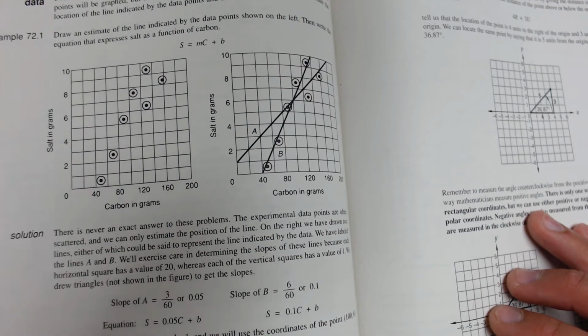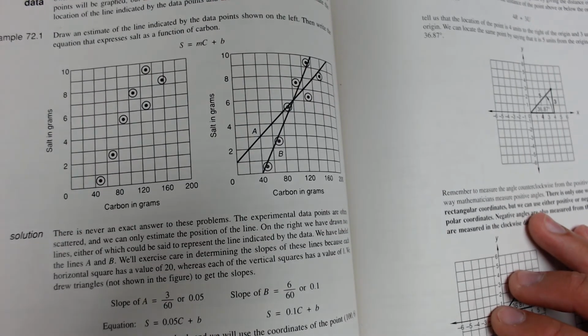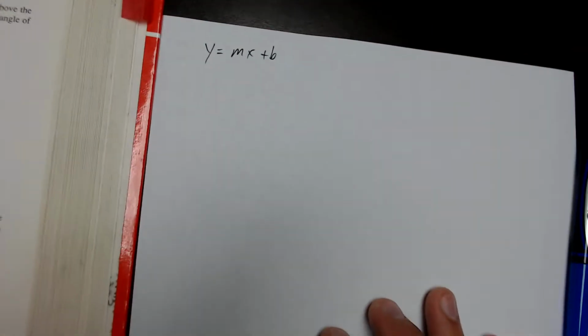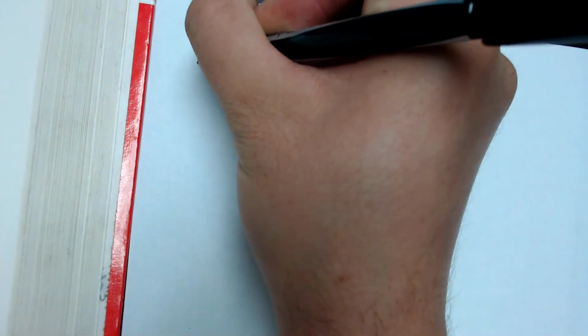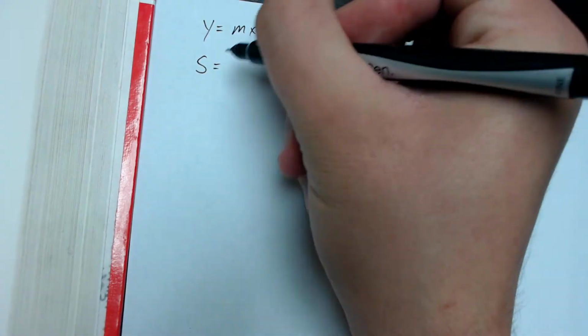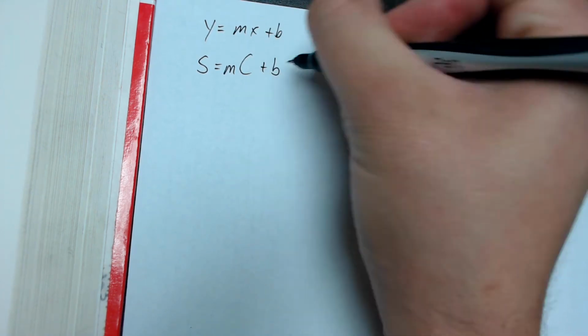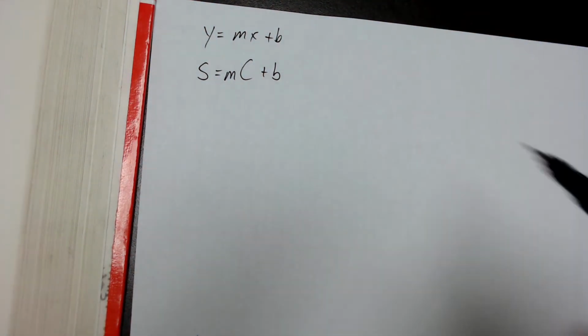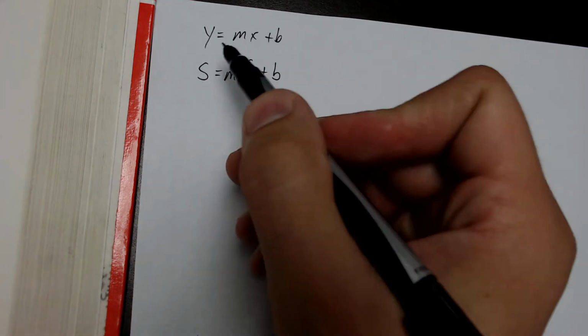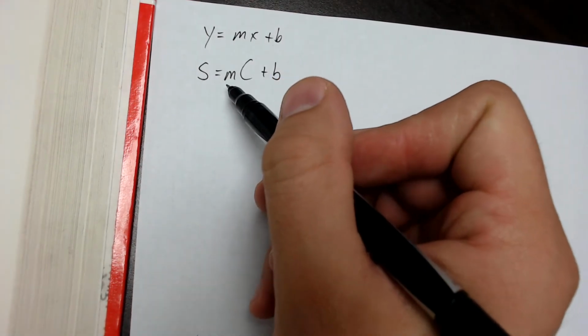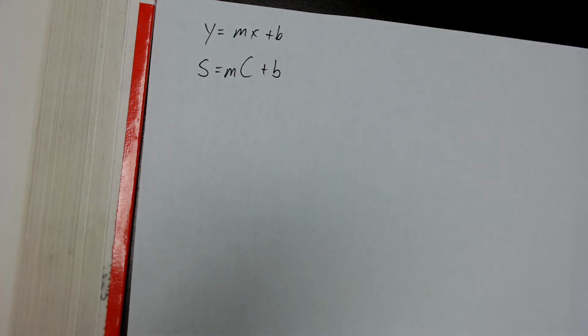So since y is salt and x is carbon, what we're going to be doing is instead of y, we're going to put S for salt, and instead of x, we're going to put a capital C for carbon. And that is going to be the basis of our experimental data line. So instead of y equals mx plus b, it'll be S equals m times C plus b. So that's the first substitution that we're doing in this problem.